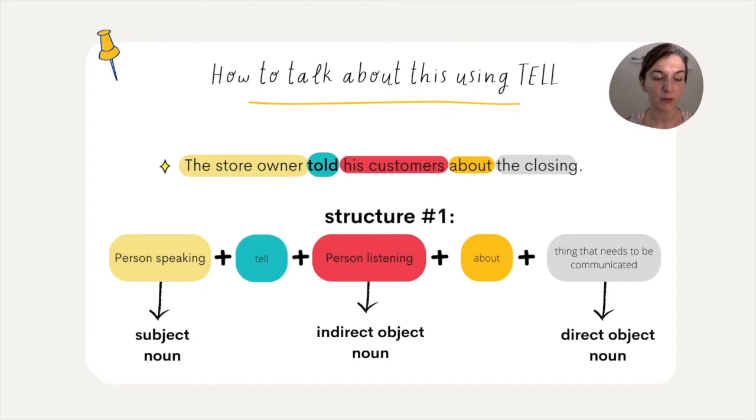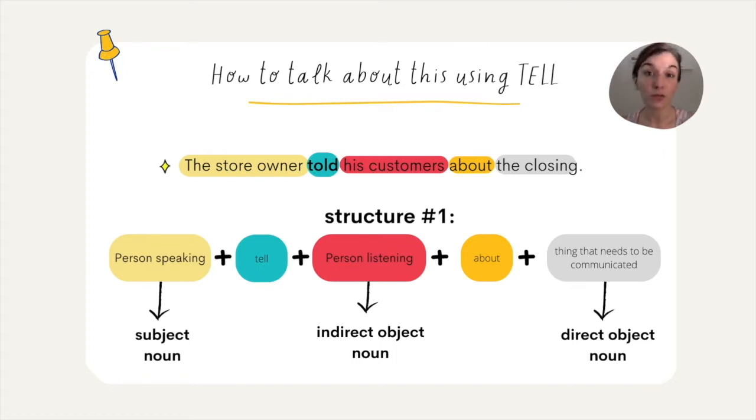Now, if we look at the grammatical parts of this sentence, we have first the subject, which is always a noun. We have the verb, which is tell here. We have an indirect object, which is also always a noun. We have a preposition about, and then finally we have a direct object, which is also always a noun. Now, don't panic. You don't necessarily need to know these grammatical parts in order to use this structure. However, if you are familiar with these grammatical parts, this might make it a little bit easier for you.